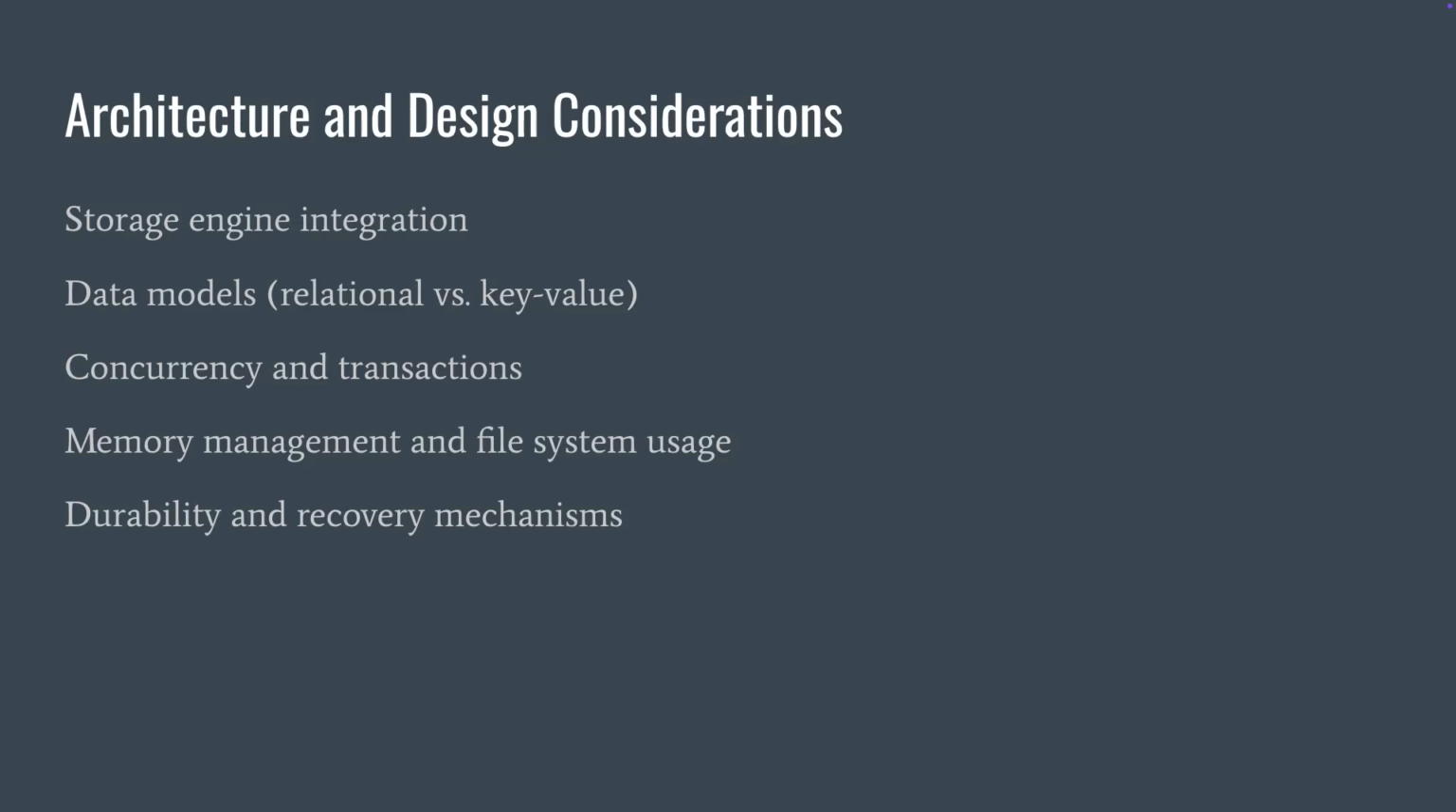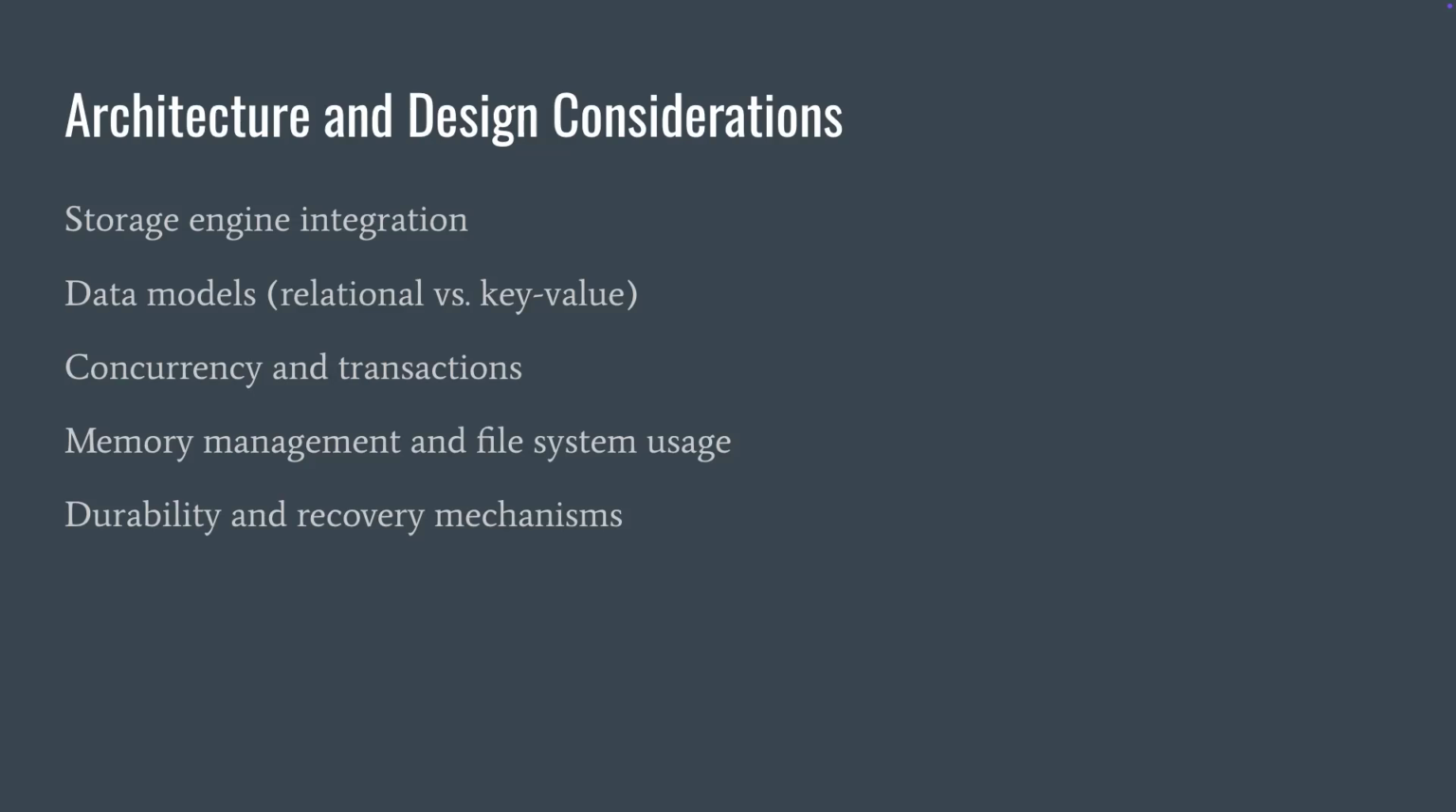And the data model can vary. Some embedded databases, such as SQLite, ACE2, follow a relational model, while others are key-value stores, such as LevelDB, RocksDB, or BerkeleyDB. The choice between these models can influence your approach to querying, transaction handling, and concurrency.